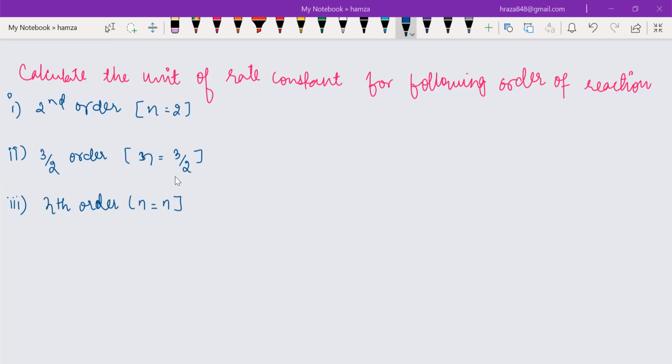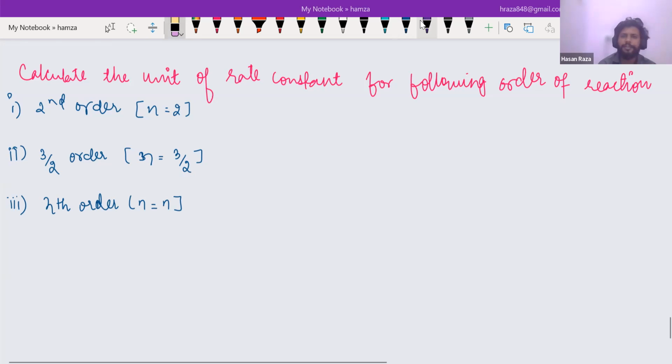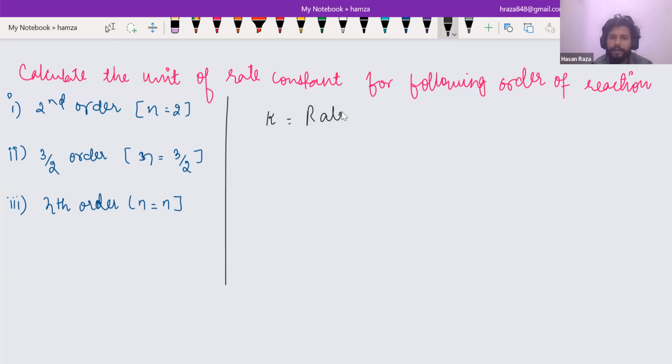So the first one is s minus 1, the unit of k, raised to the power of minus 1 by mole L raised to the power of 1. Let me check it in front of you. See, k will have rate upon A raised to the power 2. That shows it is a second order reaction, and rate will have the unit mole per liter per second upon mole per liter, since it is concentration in square brackets raised to the power 2.